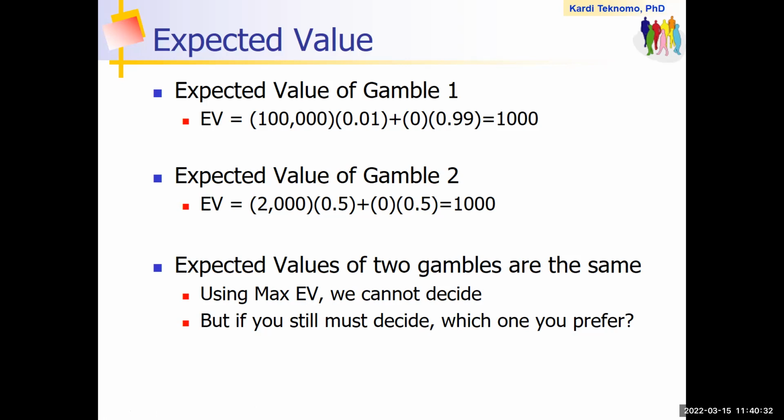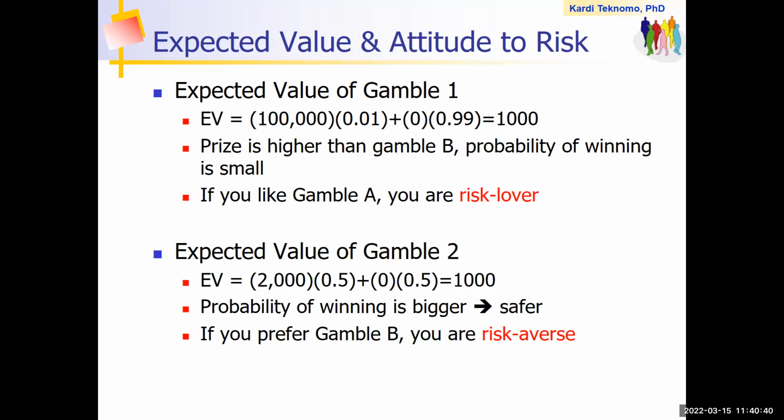So now, if you must decide which one you prefer, a while ago you preferred gamble A, right? If you select gamble A, why? Because the prize is higher than gamble B. But the probability is actually small, then you are actually a risk lover. And if you choose gamble B, you are risk averse. So again, similar to decision under uncertainty, this technique of selecting the gamble will tell you what type of decision maker you are. There is no right and wrong. It's just a type of decision maker.